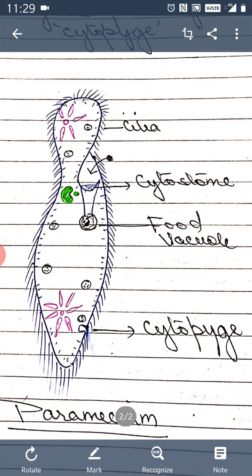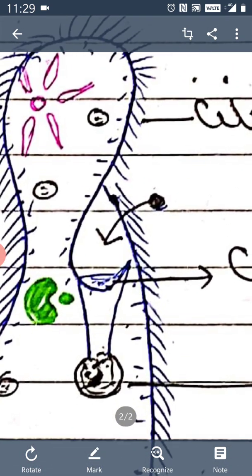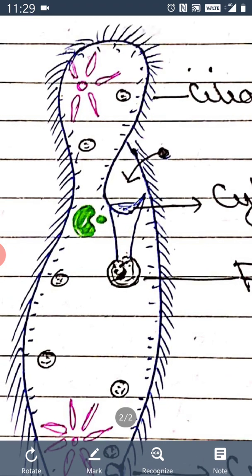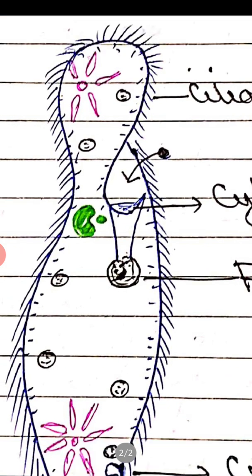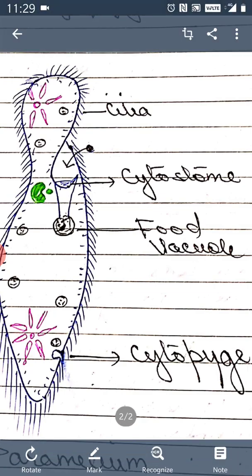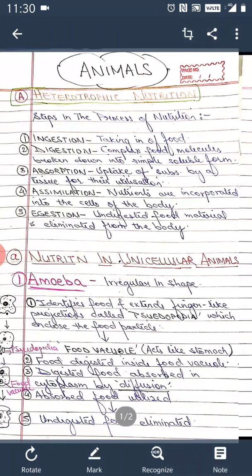Whenever paramecium identifies a food particle, in this diagram you can see a black dotted point, that is the food particle. When the cilia beat, the food particle present in the surrounding medium will be moved into the cytostome, directed into the mouth of the paramecium. Here you can see it indicated with an arrow that the food particle will enter the cytostome. Then a food vacuole will be formed.